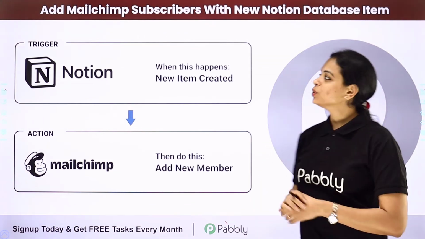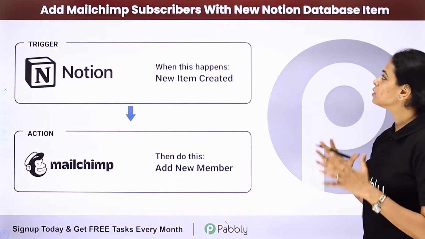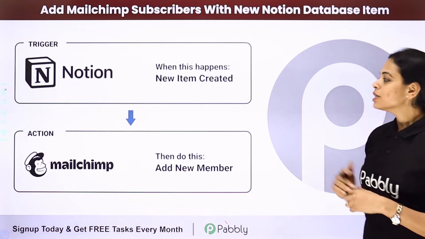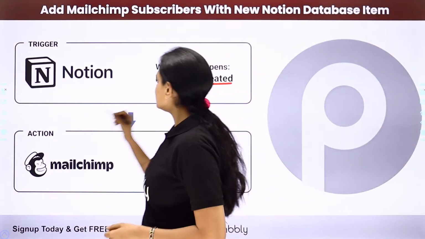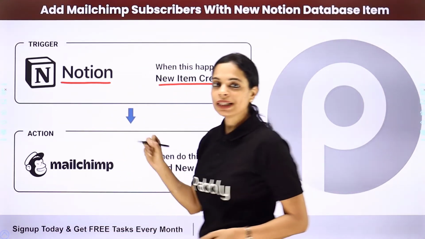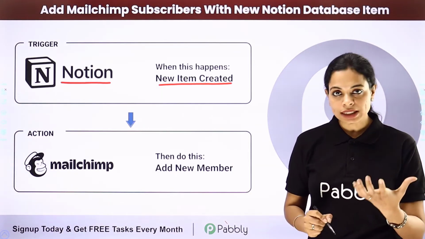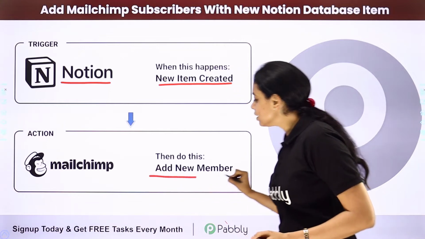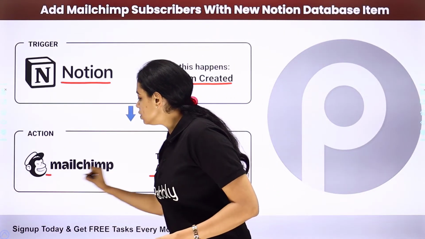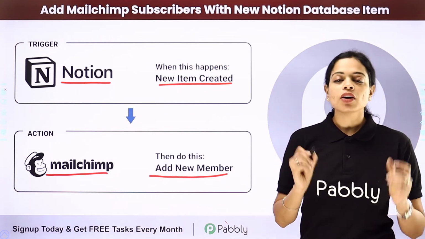In this video, we are going to see how to add Mailchimp subscribers with new Notion database item. So every time a new database item is created in Notion, which is a web-based note-taking application, you want that with the information that you have received, you should be able to create a subscriber in Mailchimp, which is an email marketing tool. Now, how can that be done?